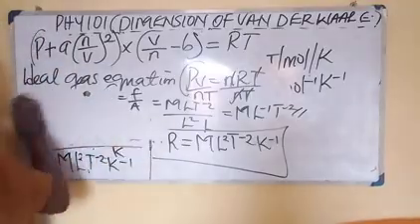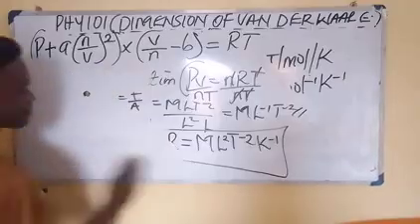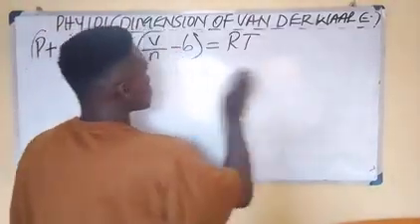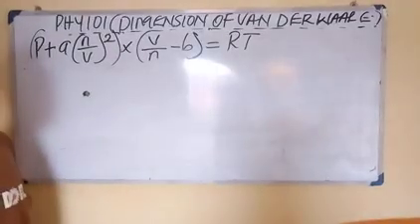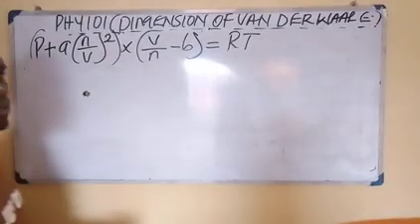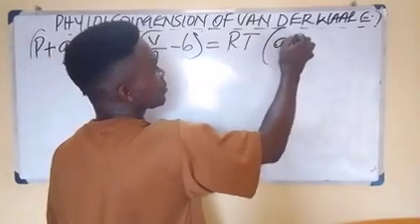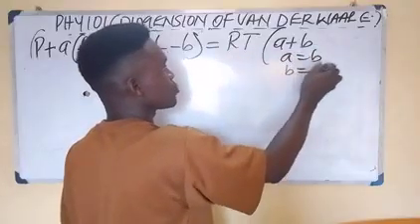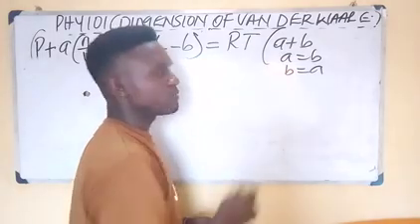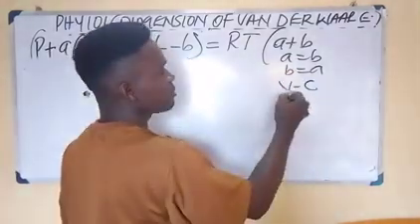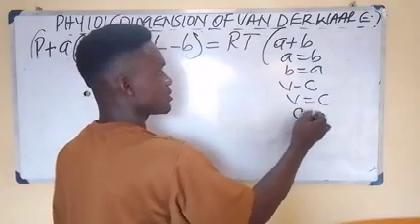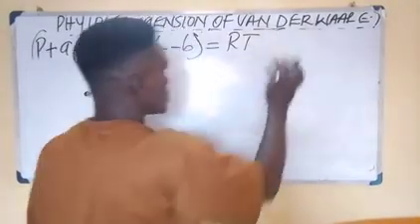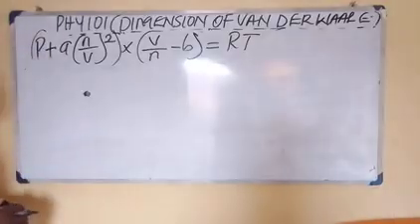Now let's jump into the van der Waals equation properly. And please, in deducing dimensions for certain quantities, there are rules and regulations that must be obeyed. For example, if I'm having A plus B, this means A equals B and B equals A. If I'm having V minus C, it therefore means that V equals C and C equals V. That is how it is. If that has been assimilated, let's go into this properly.